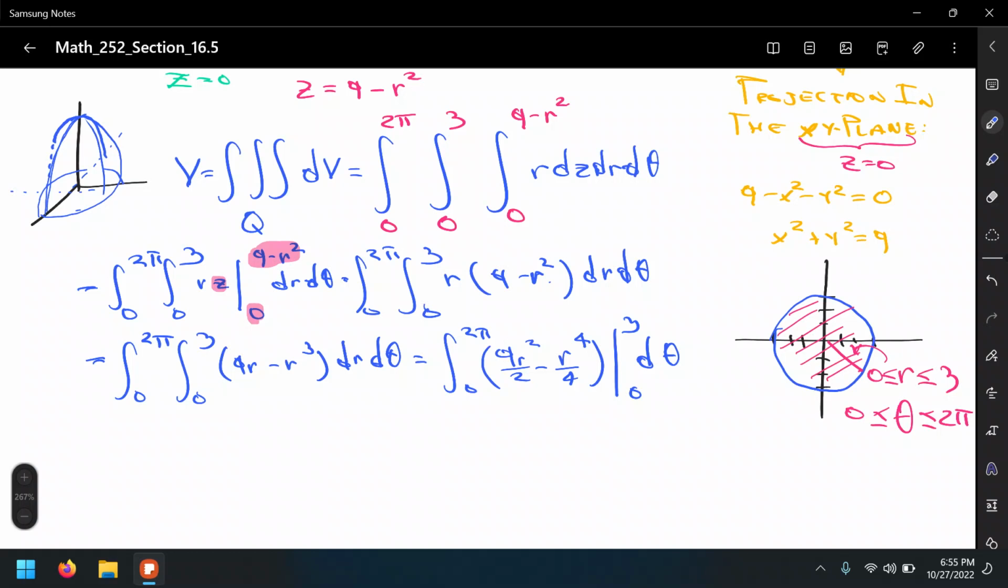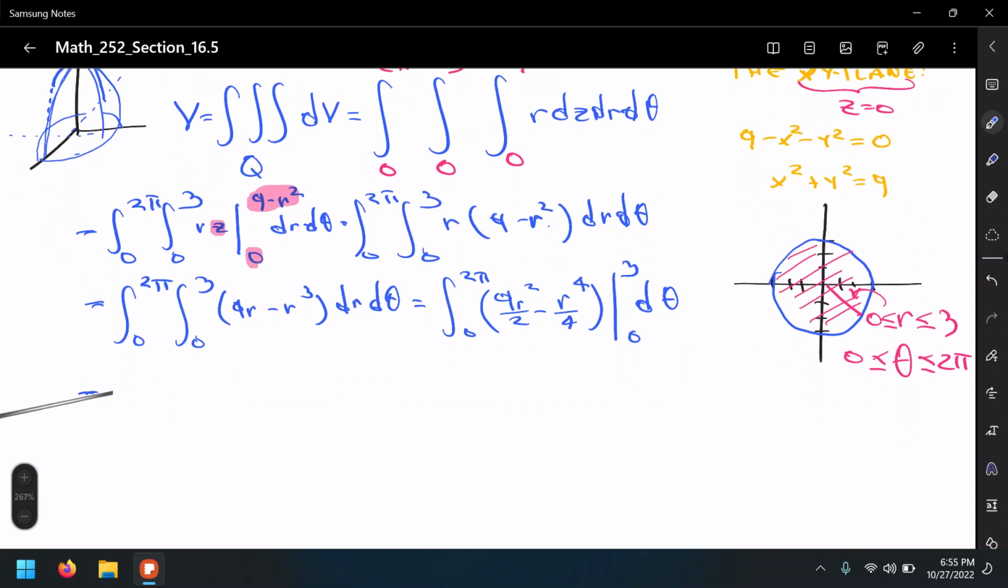Well, as usual, upper limit minus lower limit. That's the integral from 0 to 2 pi. So that's 9 halves times 3 squared minus 3 to the 4th over 4. So that's our first evaluation. Minus, how about big 0? Because if we evaluate this 0 in r, everything is going to get zeroed out. And that d theta.